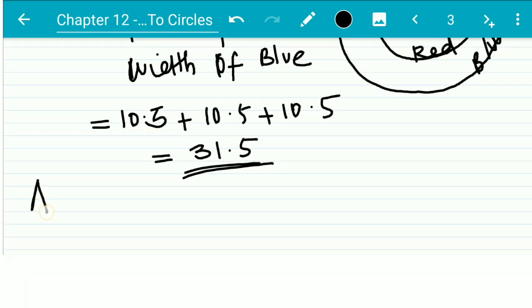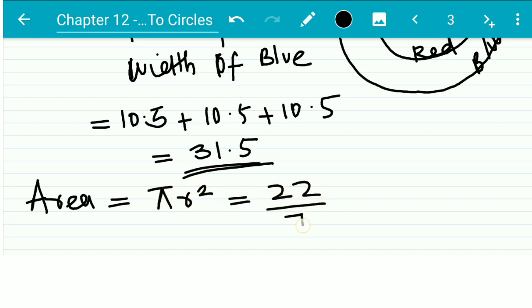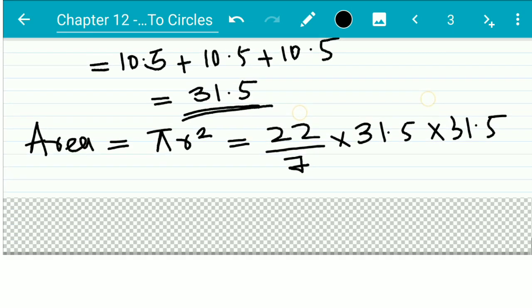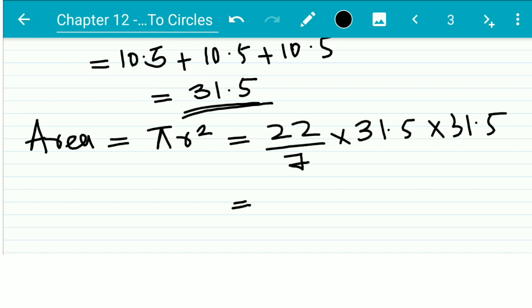Now calculate the area. Area is equal to pi r square. Substitute pi equal to 22 by 7, into r is what? 31.5 square. Now simplify this. You'll be getting 22 by 7 into 31.5 into 31.5 is 3118.5 centimeter square.